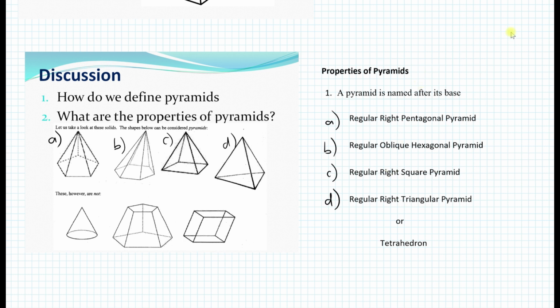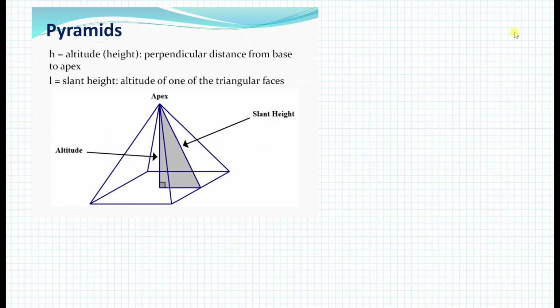Okay, so let's look at the pyramid a little bit more into detail. Okay, so here we have a pyramid. Usually the altitude is defined as the perpendicular distance from the base to the apex. Notice that the altitude intersects the polygon at its midpoint or at the center. Here we're talking about a right pyramid. If it's oblique, then it's not going to be at the center again, but it will still be perpendicular to the base.